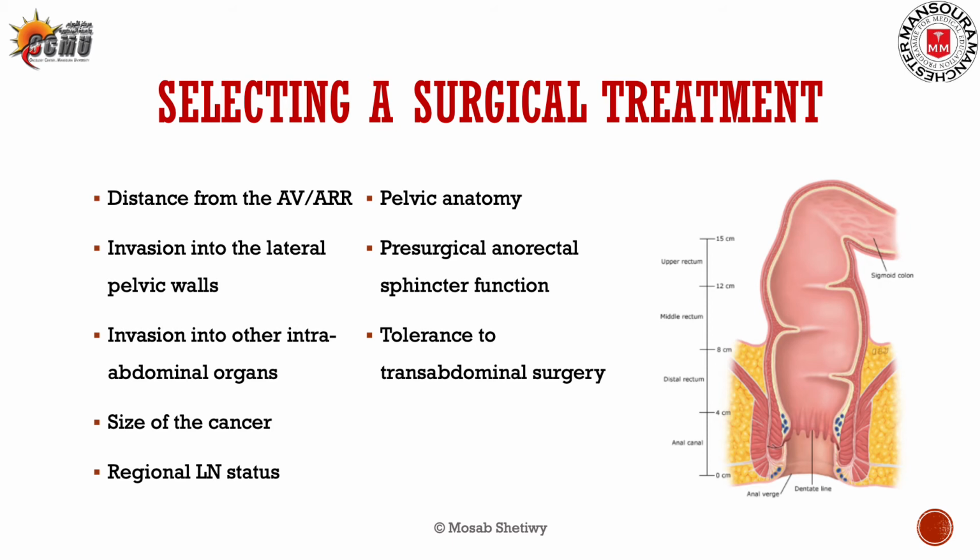And a very important point is the pre-surgical function of the anorectum or anorectal sphincter. If the patient is incontinent from the beginning before surgery, then it is not logical to perform low rectal anastomosis in a patient who is incontinent. So here the decision would change into, for example, abdominal perineal resection. And vice versa. If the patient is continent before surgery, then we try to preserve this continence as much as possible.